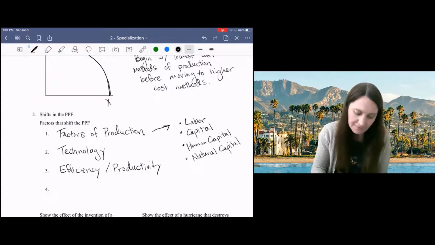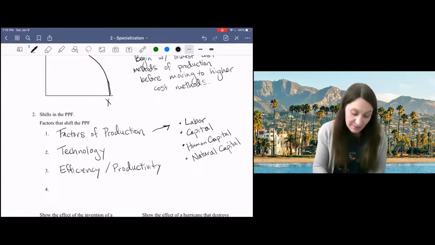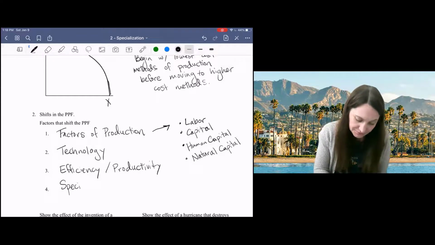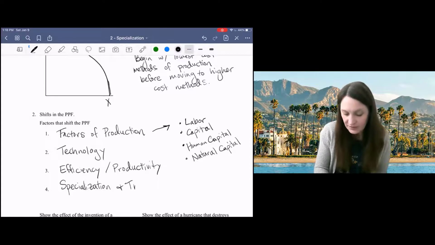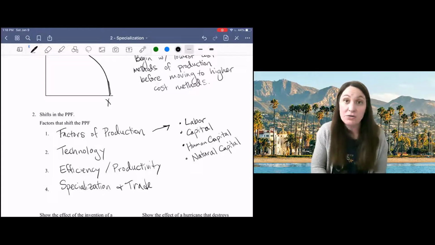This should say productivity. There we go. And finally, specialization and trade. We've seen in this example how specialization and trade can expand the production possibility frontier and improve outcomes for both of our individuals. We'll examine the effects of trade on our economy and different groups within the economy in a future module.